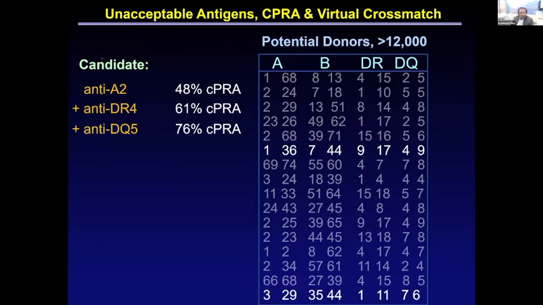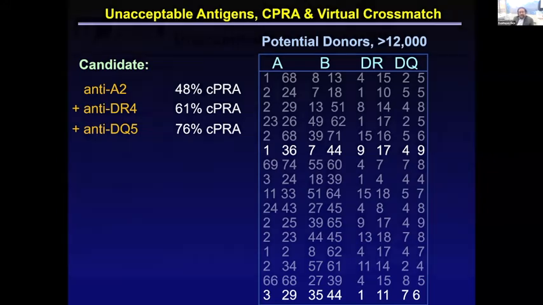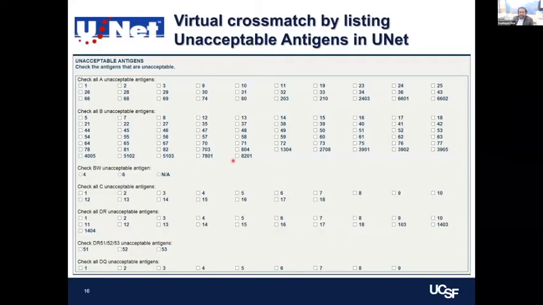So imagine a lot of patients making more antibodies. That's how a lot of patients become 100% CPRA. 100% means they are loaded with many, many HLA antibodies. So this can be done in your computer program. So that's in the UNOS.